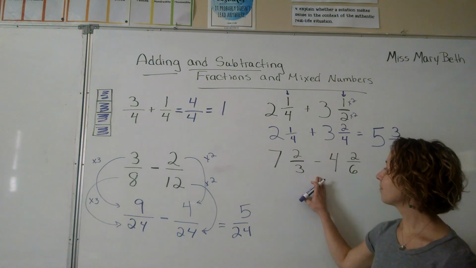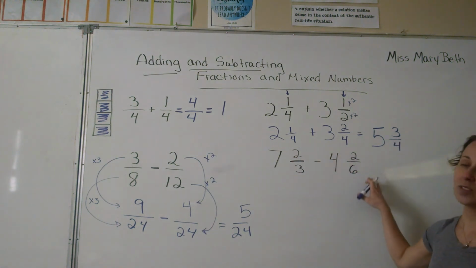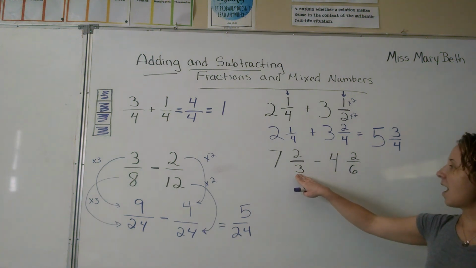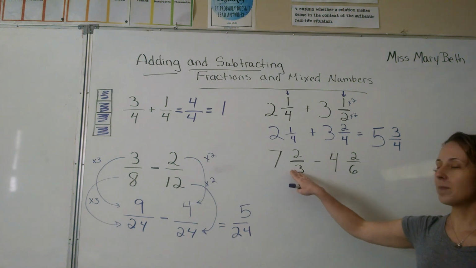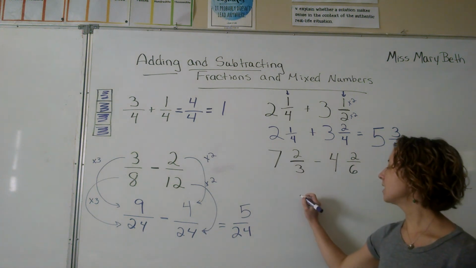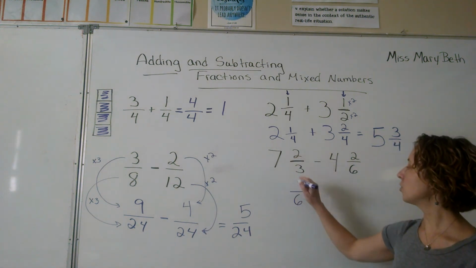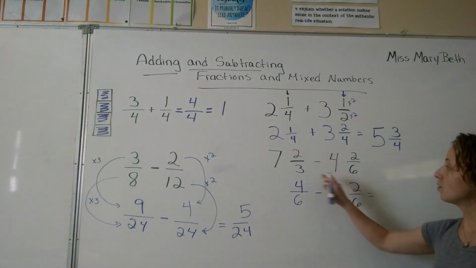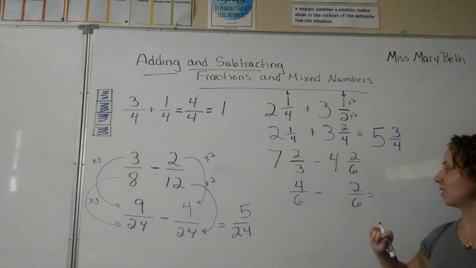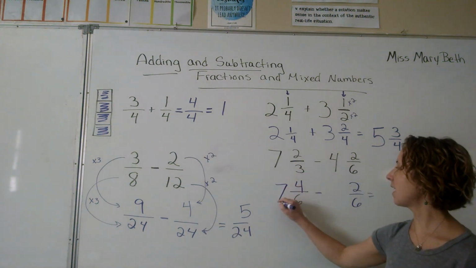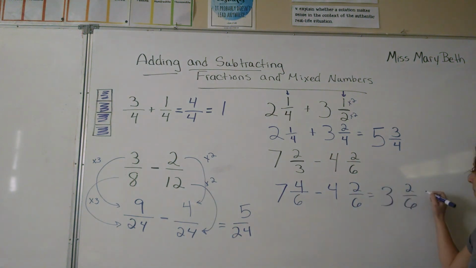Let's try subtracting. I have 7 2/3 minus 4 2/6. Well, if I took these pieces and multiplied each one by 2, I would have 6. Let's do that so I can subtract. 3 times 2 is 6. 2 times 2 is 4. Minus 2/6. Notice I'm just doing the fractions right now. I'll come back and get the whole numbers in a minute. 4/6 minus 2/6 is 2/6. And I have 7 and 4 now. 7 minus 4 is 3.